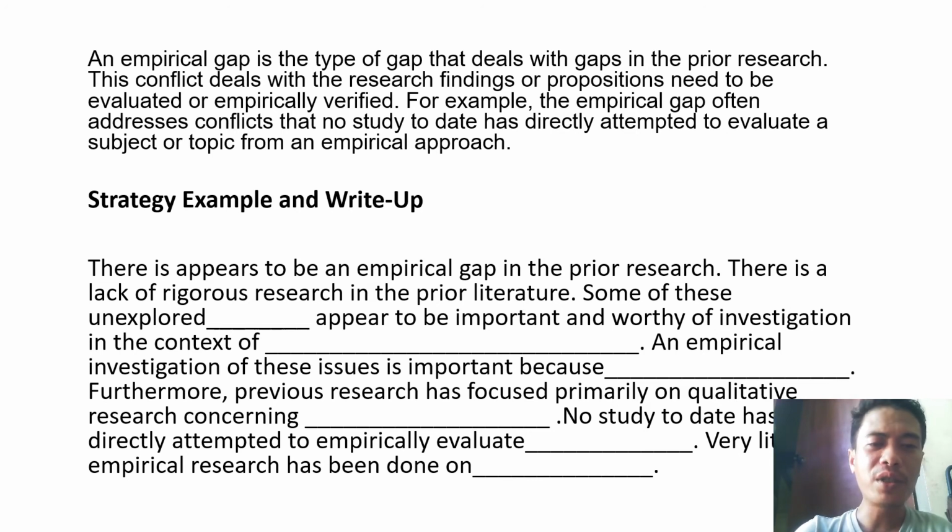Strategy example in the write-up: there appears to be an empirical gap in the prior research. There is a lack of rigorous research in the prior literature. Some of these unexplored blank appear to be important and worthy of investigation in the context of blank. An empirical investigation of these issues is important because blank. Furthermore, previous research has focused primarily on qualitative research concerning blank. No study to date has directly attempted to empirically evaluate the blank. Then, very little empirical research has been done on the blank. Always concerning the proposition.